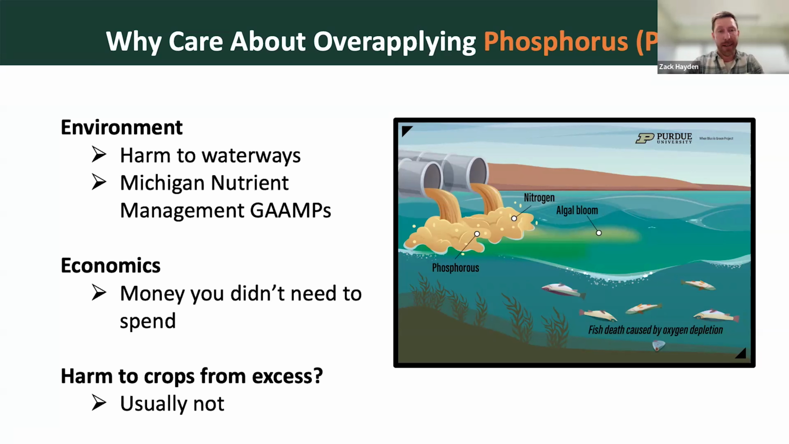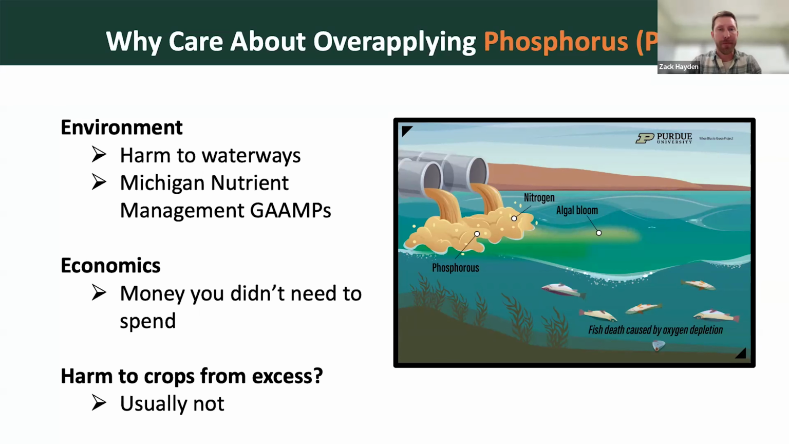Now, in a lot of organic systems, we have very high phosphorus levels, and so that's something to keep in mind. Also, economics wise, if you're spending money on nutrients you don't need, why do it? One question that comes up though with these high phosphorus levels, if you have excessive phosphorus, does it cause problems for the crop?